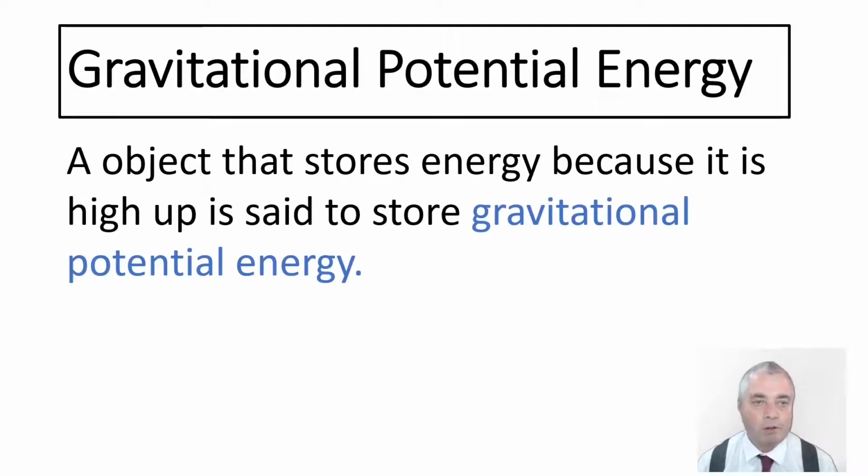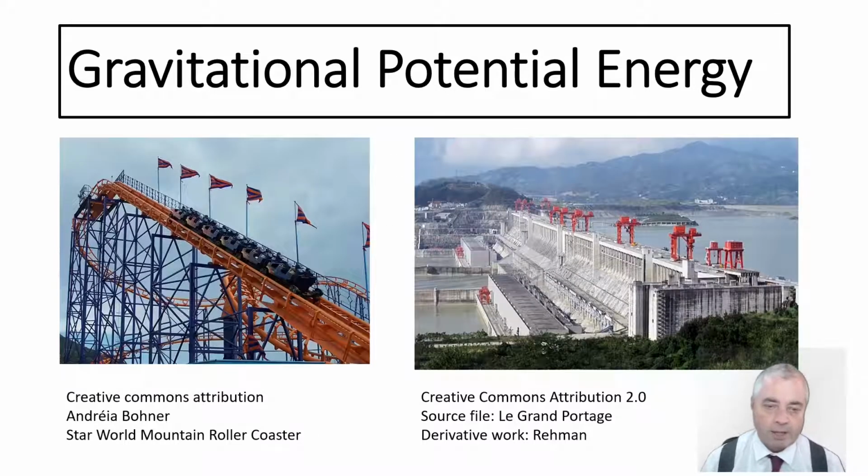Let's move on and talk about gravitational potential energy. So gravitational potential energy is to do with objects that are high up. They're storing energy because they're high up. And again, we could either say they store energy as gravitational potential energy, or we might say the energy is in the gravitational potential store. And here are some examples of things which have energy in the gravitational potential store.